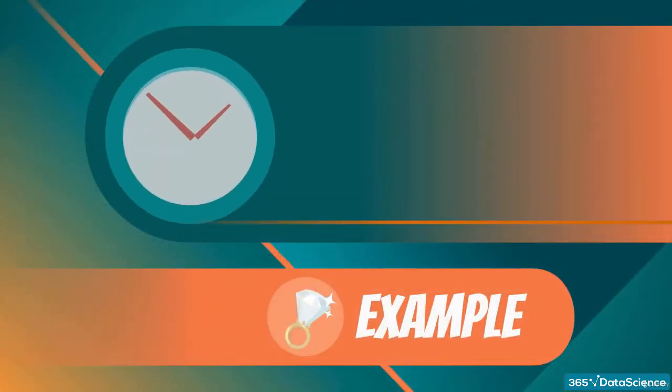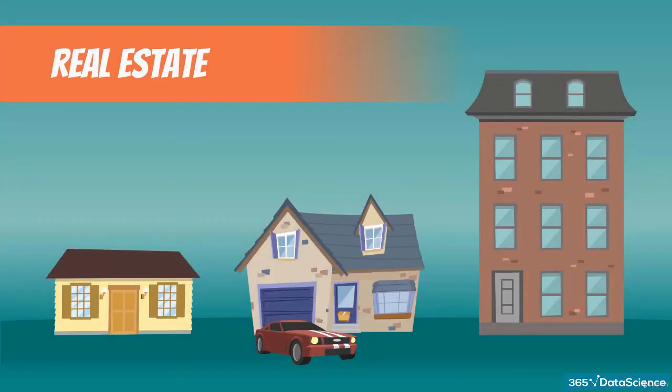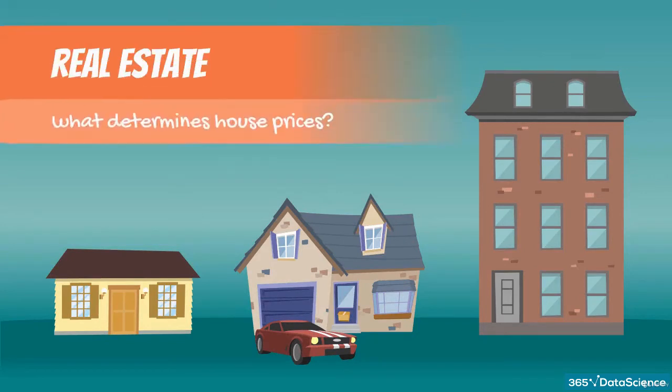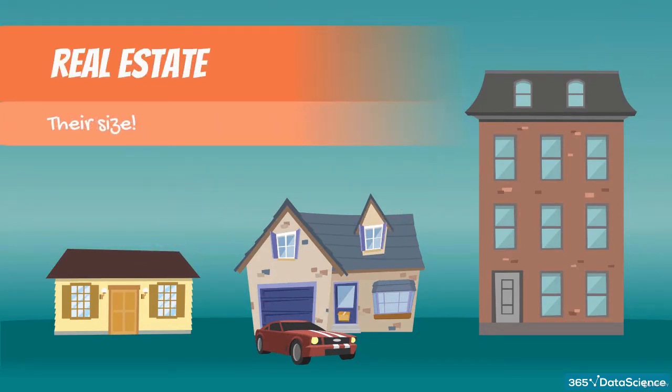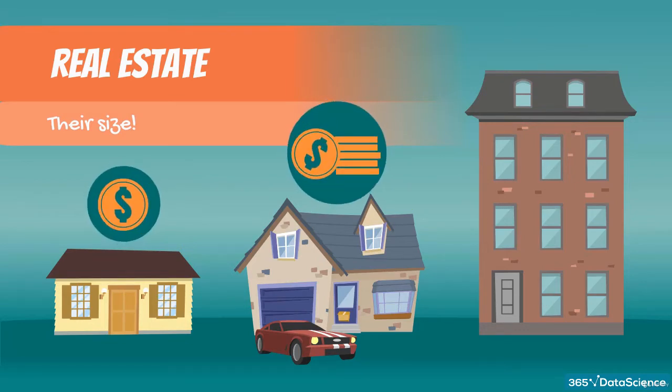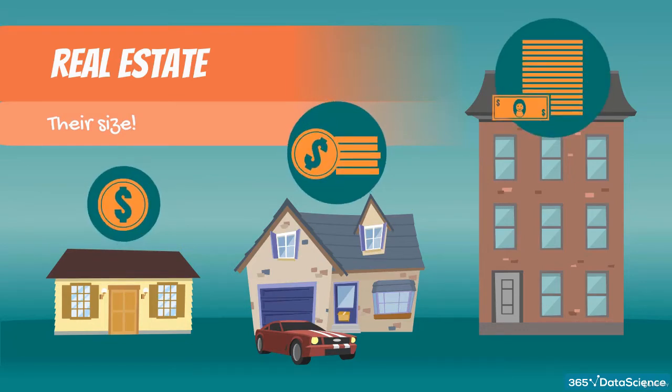Let's zoom out a bit and think of an example that is very easy to understand and will help us grasp the nature of the relationship between 2 variables a bit better. Think about real estate. Which is one of the main factors that determine house prices? Their size, right? Typically, larger houses are more expensive as people like having extra space.